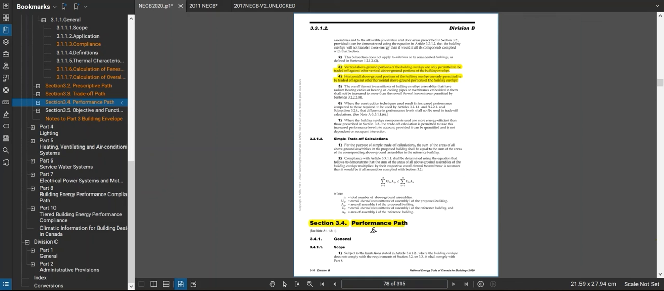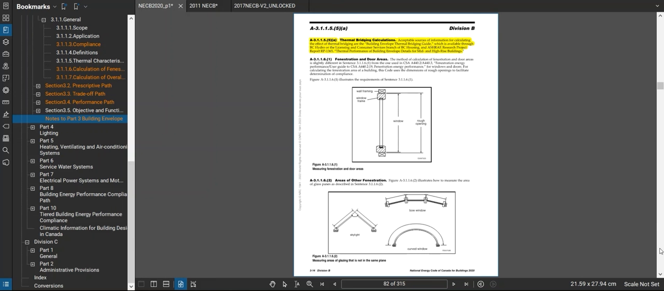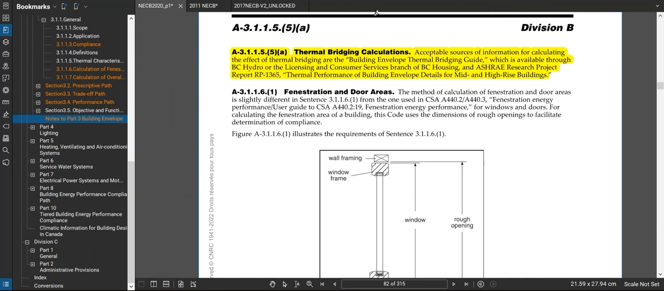And so obviously, even if you're going the performance path, you would generally want to be very aware of your prescriptive requirements because you still have to meet or exceed them in some way. So the closer you can get to the prescriptive items, the easier it'll be to make sure you meet or exceed in the performance path. And lastly here, don't forget always the notes to part 3. Any references to the appendix should be looked at. I have a few things highlighted here. One of the important ones, maybe I'll point out here, is thermal bridging calculations.